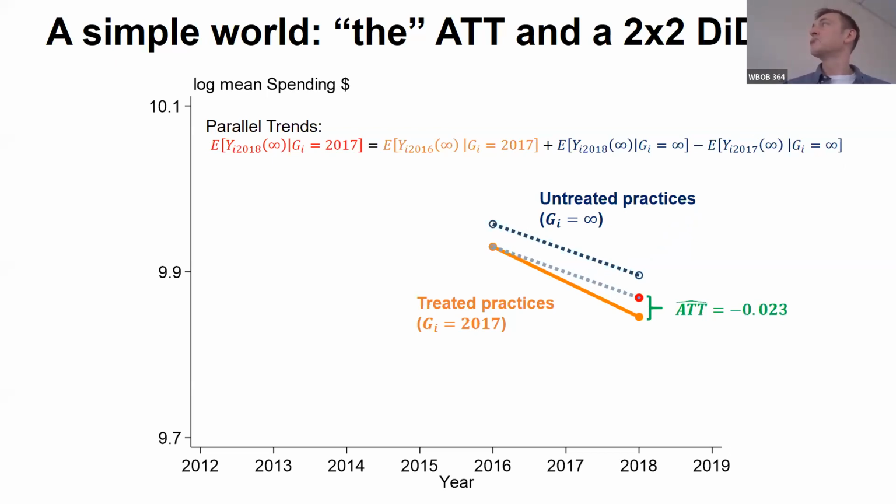This is log spending. So this differential analysis with these four dots says that this program, if you believe parallel trends, caused spending on these operations to fall by 2.3%. So that's great. That's a simple world. That's like two slides of simple 2x2 differential.